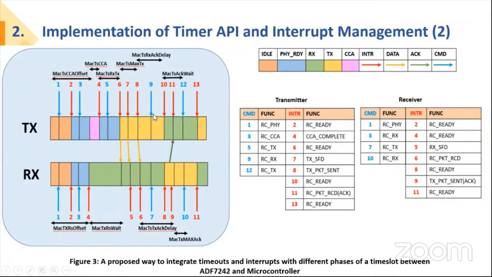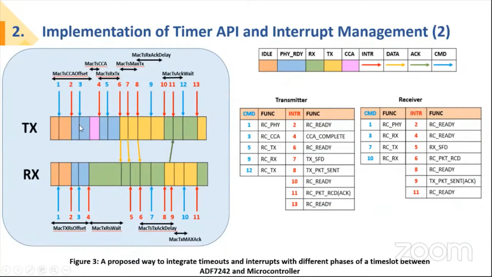So these colors depict the different states of the machine: idle, fire ready, RX state, TX state, and CCA. These arrows represent the interrupt, data, acknowledgement, and the command. First, in the TX time slot, the TX state can be entered from the idle state by issuing the RC fire ready command. From the idle state, it will enter into the fire ready state.